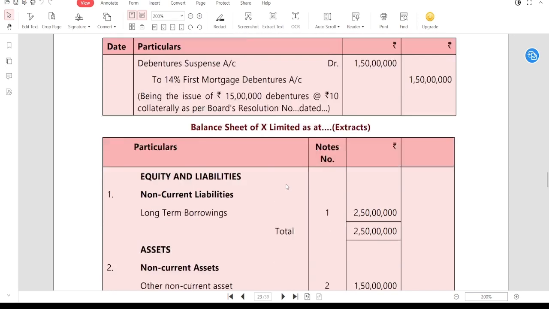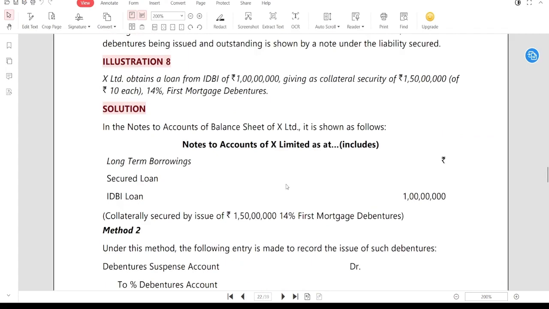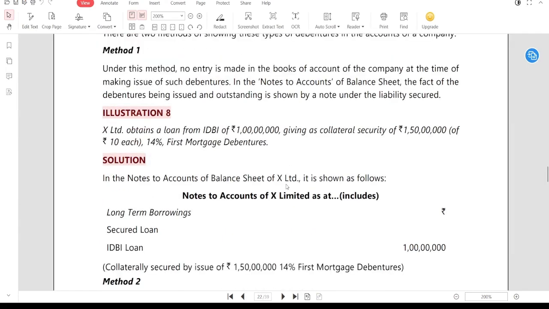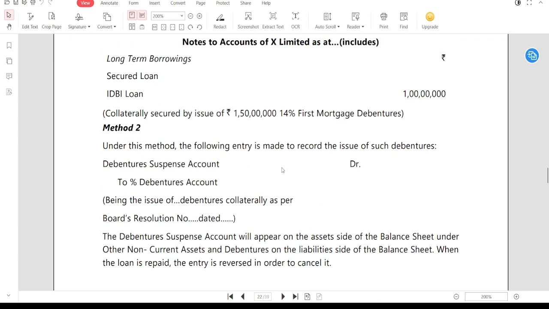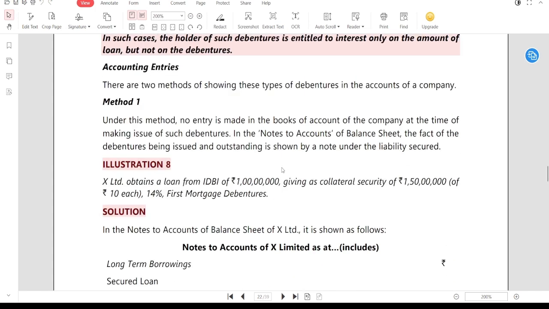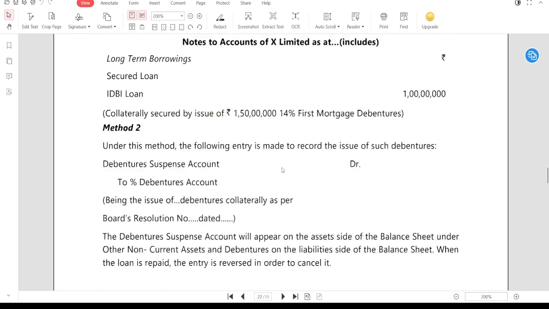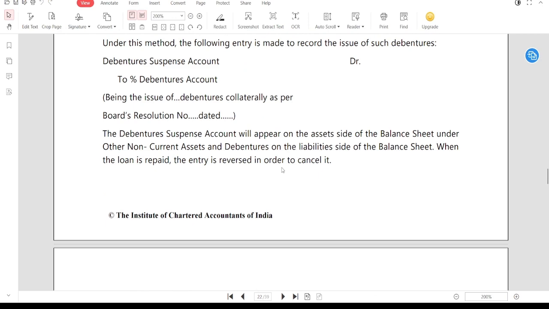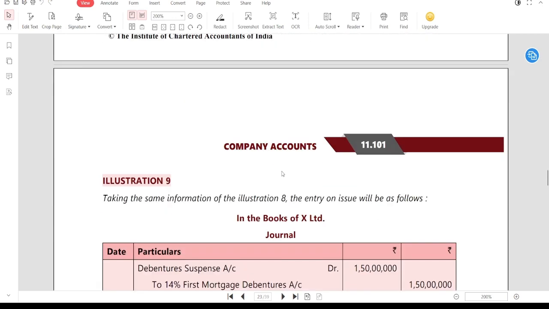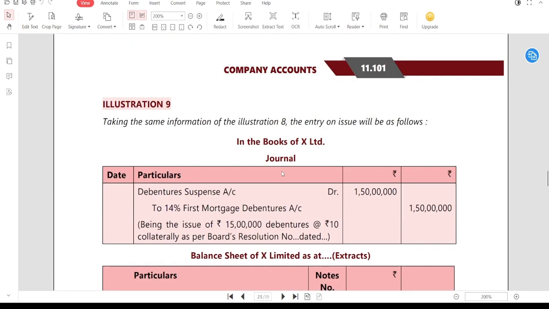But see, the first logic is far better. Method 1 is more logical than method 2. In method 2 we show debenture suspense, okay, but it does not make true sense from the accounting perspective. Rather, if you follow method 1, it will be far better in terms of logical sense. So rather than following method 2, we can follow method 1 itself. You can follow either of these, but remember method 1 is far better than method 2, because method 2 represents a suspense account. Suspense doesn't make any sense in the books of accounts, that's why.